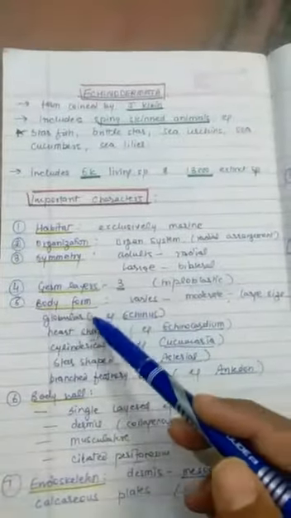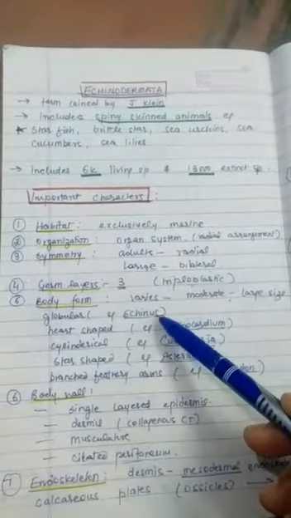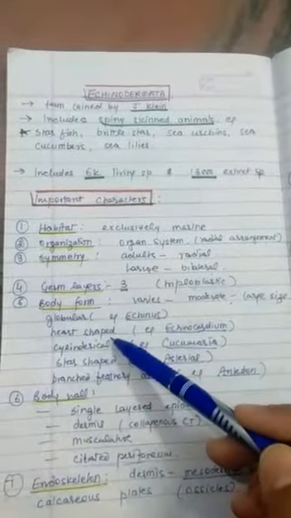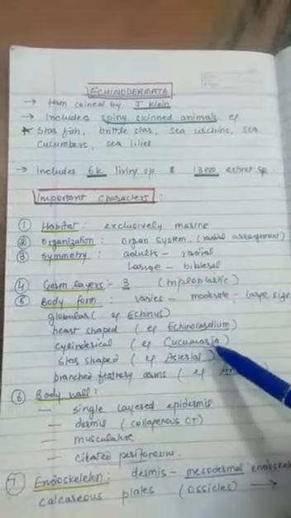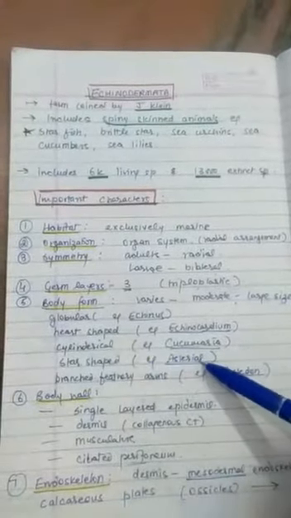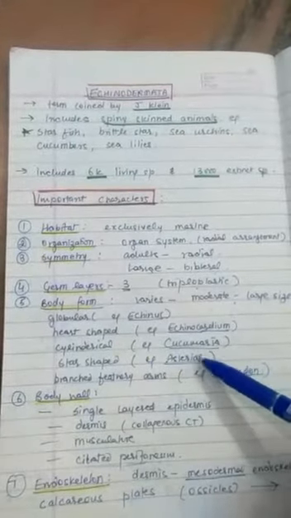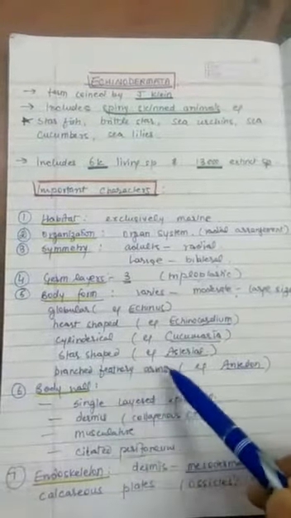And shape also varies. They may be globular, round in shape, for example in Echinus. They could be heart shaped, for example Echinocardium. They could be cylindrical, for example Cucumaria, also known as sea cucumber. They may be star shaped, for example Asterias, that's the generic name of starfish. And they could have branched feathery arms, for example Antedon.